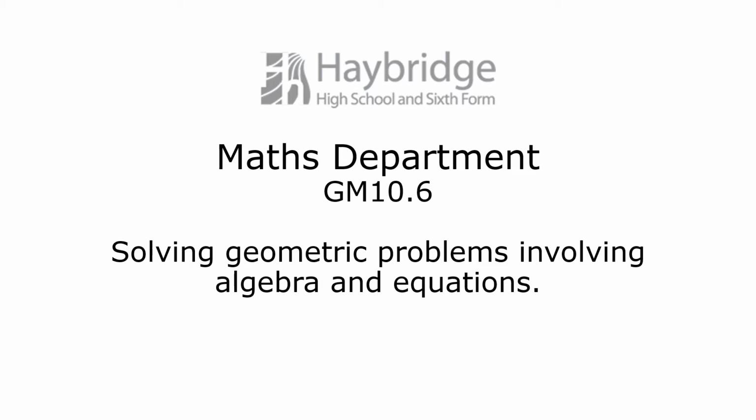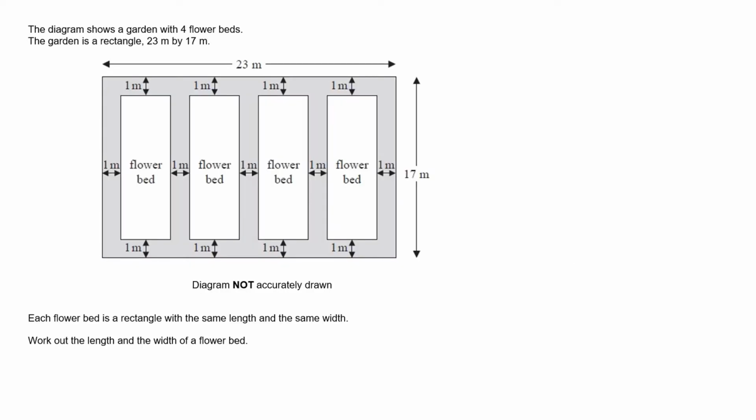Today we're going to look at Unit GM10 Objective 6, solving geometric problems involving algebra and equations. So here we have a diagram of a garden with 4 flower beds, and the garden is a rectangle 23 metres by 17 metres, and each flower bed is a rectangle with the same length and the same width. Work out the length and the width of the flower bed.